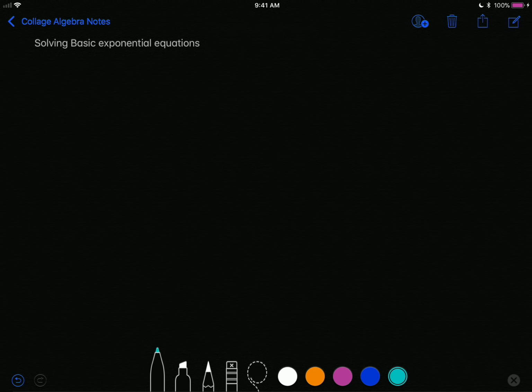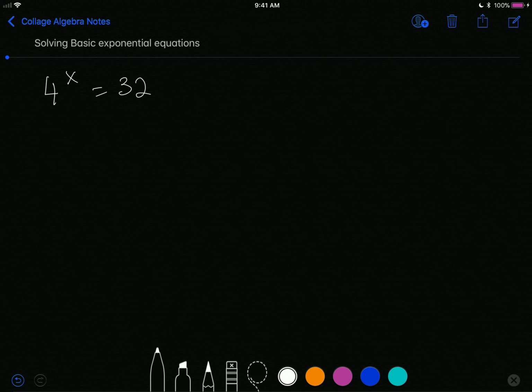Okay, today we start the long process of solving basic exponential equations. An exponential equation is one where the unknown is a power. For an example, in this case right here, 4^x is equal to 32.